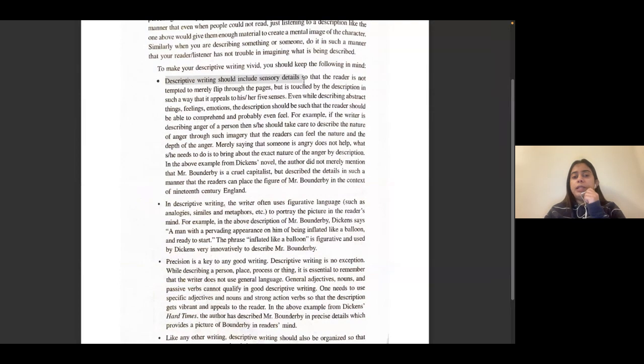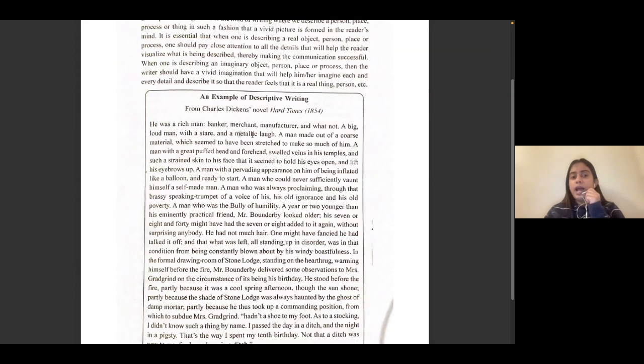Sensory details से हमारा मतलब है जो आप सुन सकते हैं, देख सकते हैं, टच कर सकते हैं, जो भी आपके 5 सेंसेस हैं, उसके हिसाब से जो आपने उस चीज के बारे में समझा, with the help of your 5 senses, देख के, सुन के, this should be included in your descriptive details. जैसे कि metallic laugh, for example metallic laugh, for example big loud man, right.